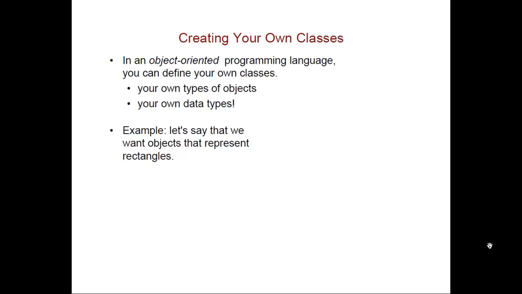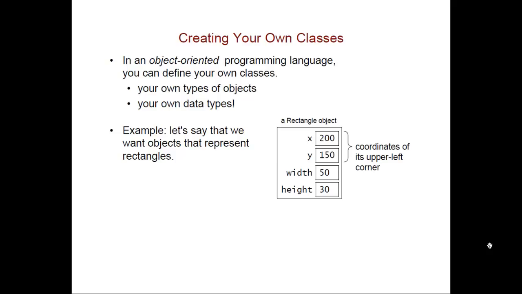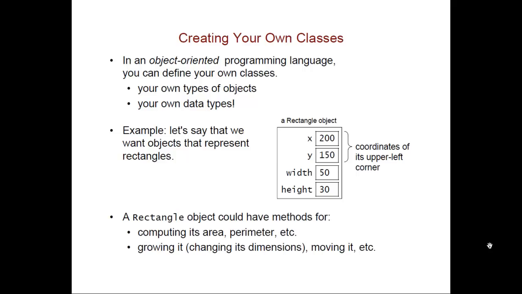And inside each rectangle object, you could put attributes for the width and the height of the rectangle. You might also want, if you're using it for drawing, to have coordinates of the upper left-hand corner. And then you might also want to give it methods for things like computing the area, computing the perimeter, growing the rectangle, moving it on the screen, etc. And so this would be an example of a data type that you might want to create. And to do that, we're going to define a class.